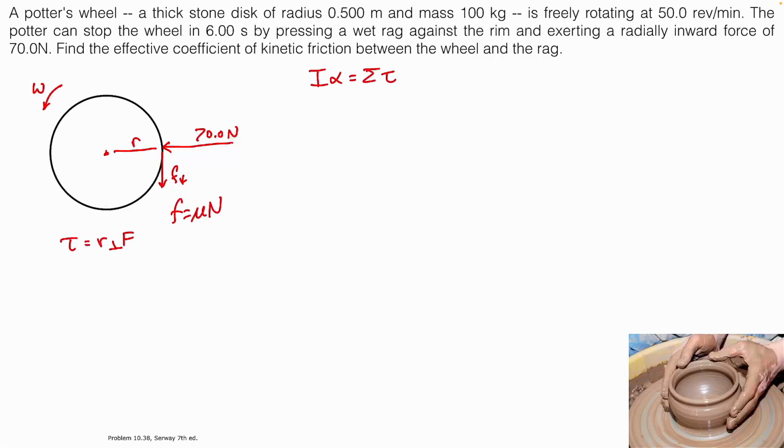About 6 seconds later, was there an alpha? Did the wheel change its angular speed? Yes, okay? So if you had to guess which way alpha was pointed, clockwise or counterclockwise, what would you say? If omega, the angular speed, is going counterclockwise and it's slowing down, the acceleration, the alpha, has to be the other way.